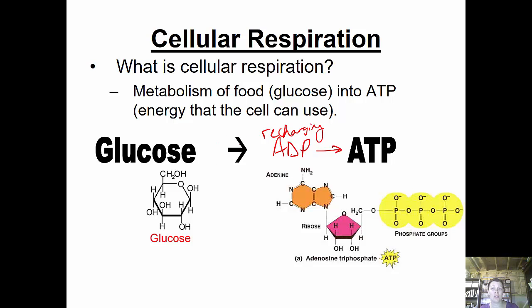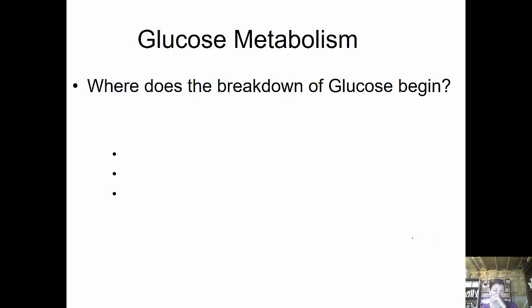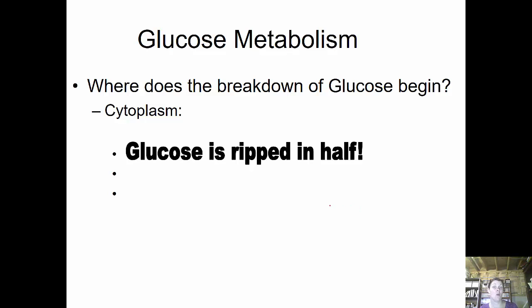How are we going to have the energy to do that? We're going to break these bonds. And by breaking the bonds of glucose, we're able to transfer that energy over and be able to stick this third phosphate back on. So let's see how that happens. How and where? Where is where we're going to start first. Where does this happen? The first thing we do with glucose once it gets into the cell is, in the cytoplasm, we rip the glucose in half.